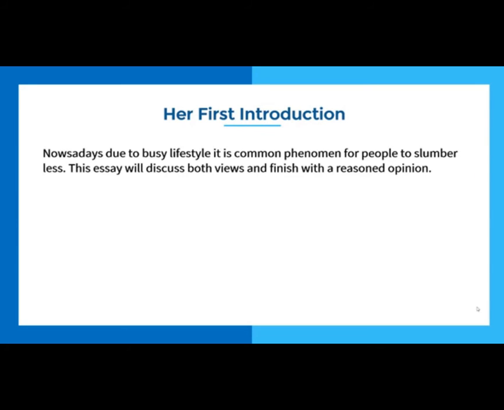I said, "Well, if you don't know why you wrote those sentences, if you don't know the purpose of those sentences, do you think that the person reading it is going to really follow it or understand it?" And I kept pushing her and pushing her, "Why did you do this?" And she said, "I looked at other essays, and most of them started with nowadays, and they talked about busy lifestyle. And I also looked at some YouTube videos that told me that if I used the words phenomenon and high-level vocabulary like this, then I was going to get a really high score. I also looked at some blog posts, and they started their essays with, 'This essay will discuss both views and finish with a reasonable opinion.'"